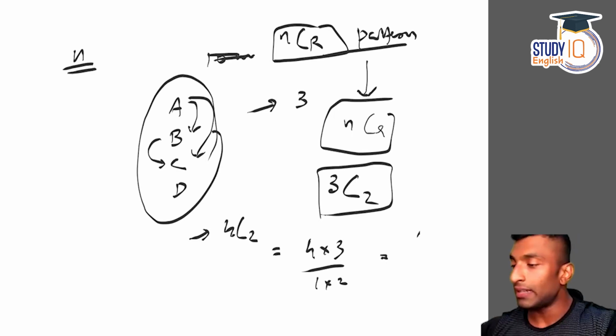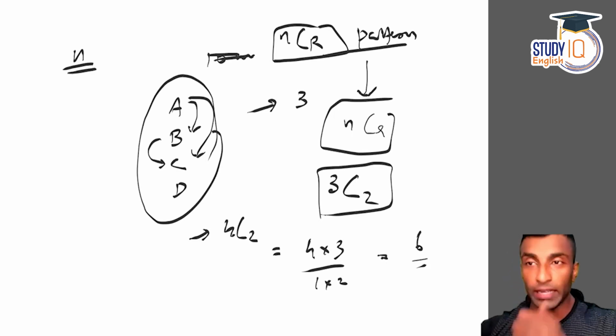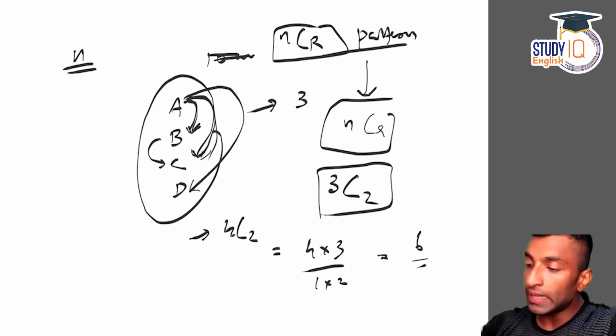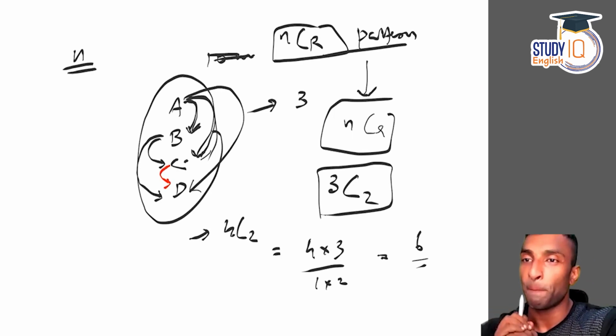So what does that mean? That is going to be 6, right? Now, what are the 6 ways? You already saw 3 earlier. AB, AC, and then AD. Now BC, BD, and then what is left out? CD. Now, all the handshakes have been done.